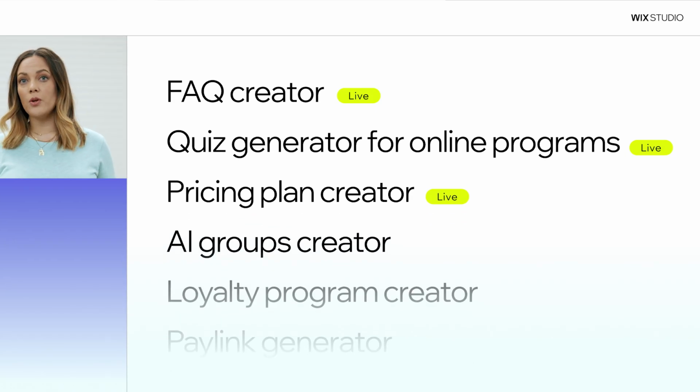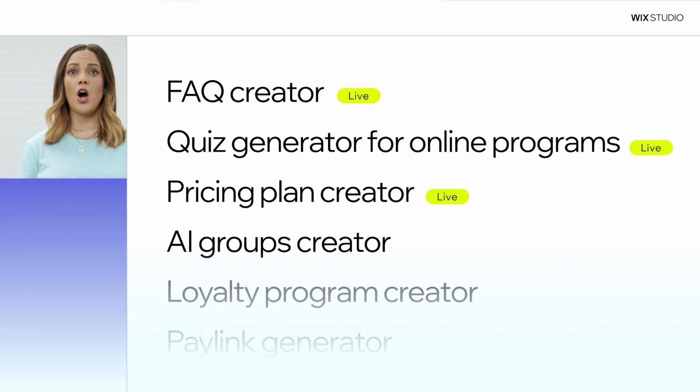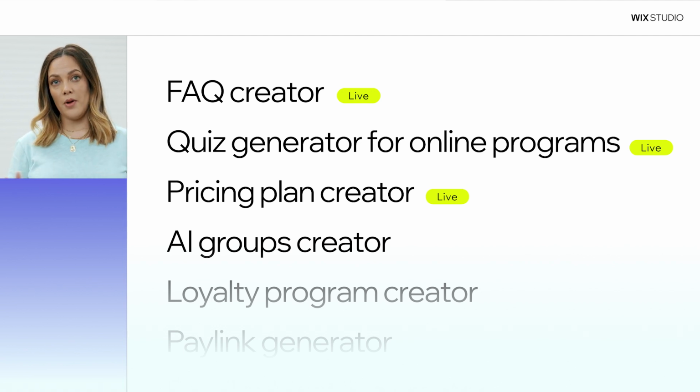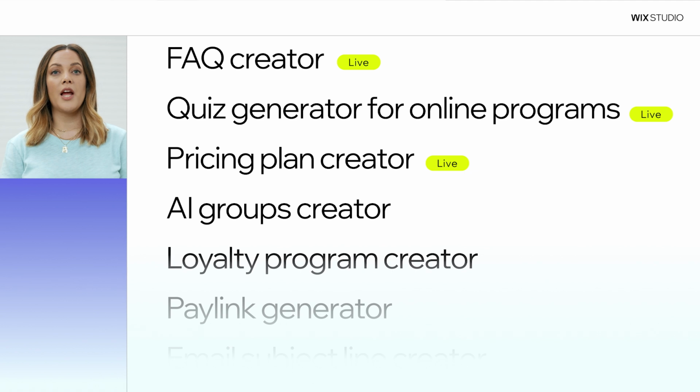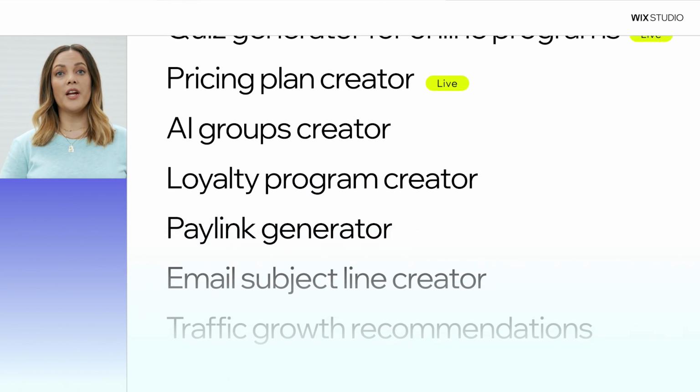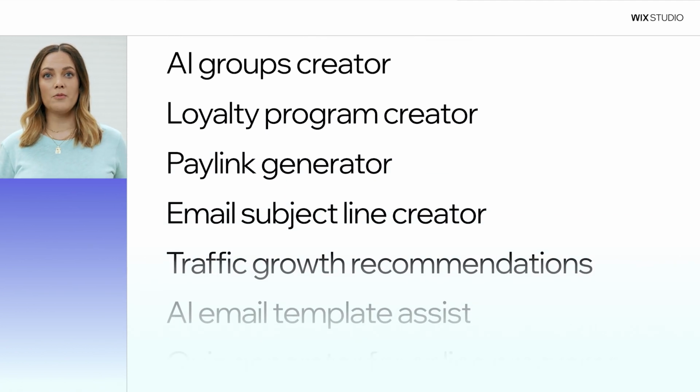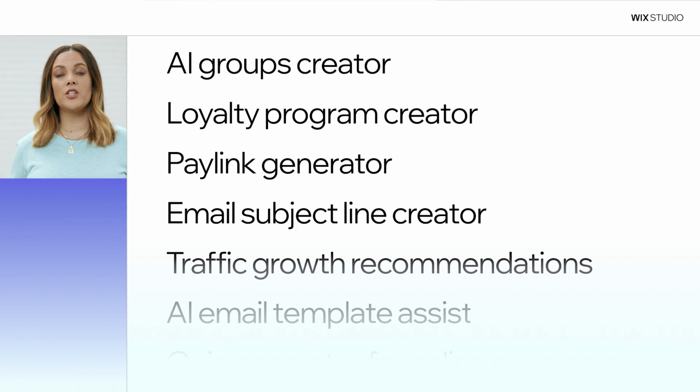We're also introducing tools to speed up those repetitive, time-consuming tasks that take time away from creative work, like creating FAQ sections, writing quizzes for online programs, or creating pricing plans. And there's even more to come. AI for creating groups and loyalty reward programs, creating pay links, writing catchy email subject lines, and recommending ways to grow traffic based on data. Well, that wraps up the creation updates for now. There is so much more on the way, so stay tuned.